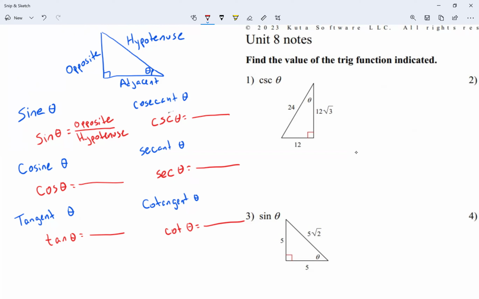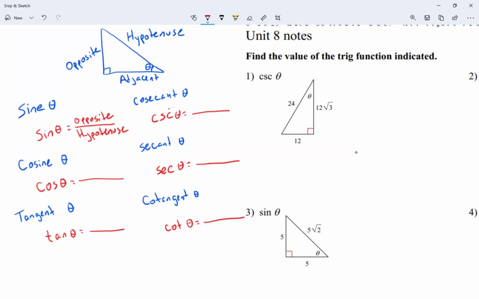For cosine, I'm going to do adjacent over hypotenuse. In tangent, I'm going to use opposite over adjacent. So we see the sine of theta is going to be opposite over hypotenuse. Cosine of theta is going to be adjacent over hypotenuse. Tangent of theta is going to be opposite over adjacent.